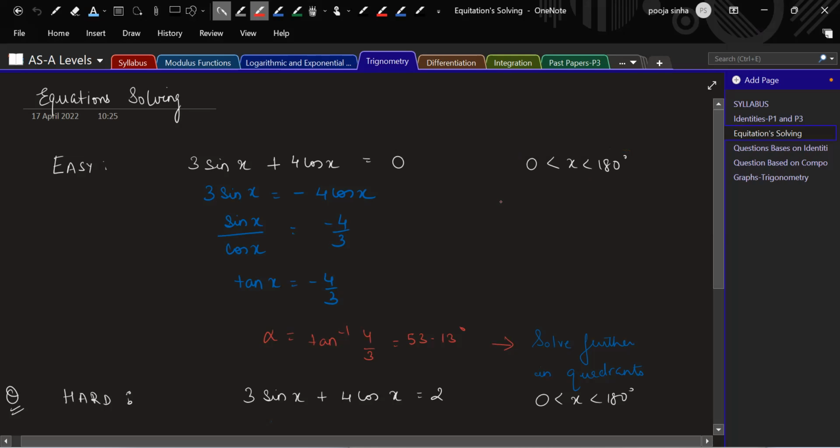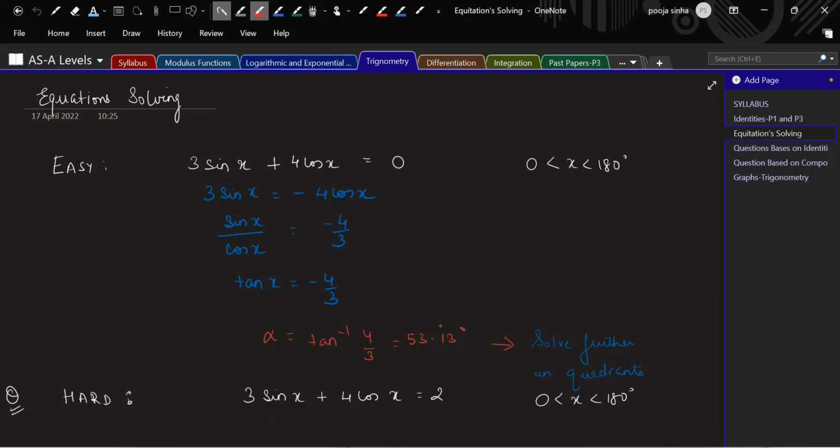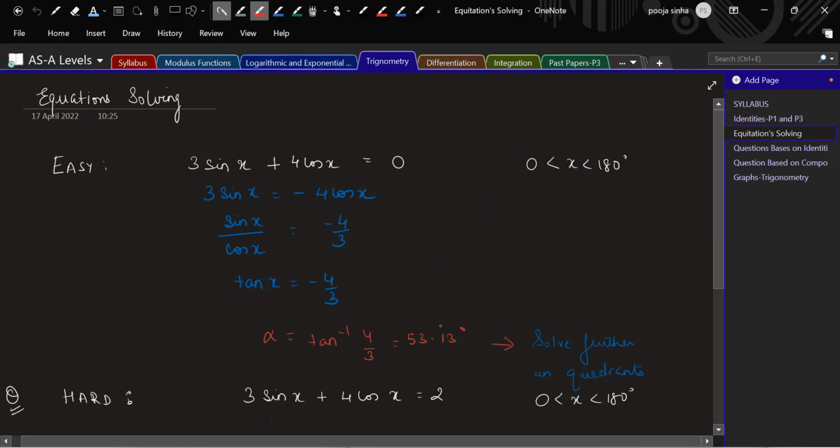53.1 degrees. 53.13 degrees. And this is negative, the base is negative. So we are going to take, and then you do S what? And C.